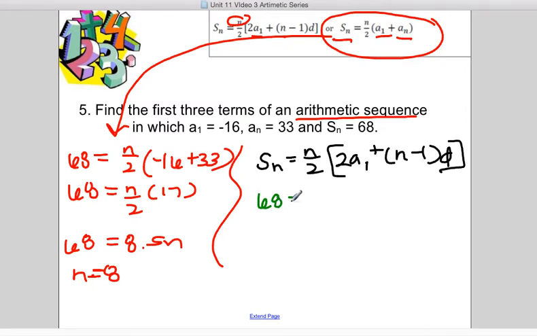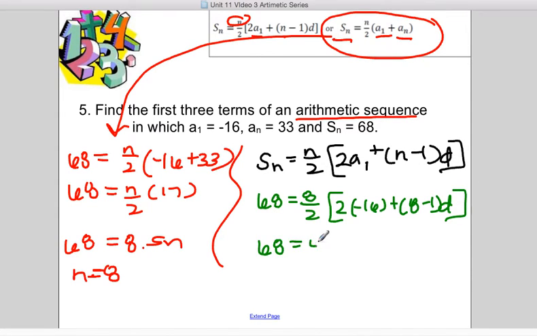S sub n is still 68. We just found n, it's 8 over 2, times 2 times my first term, negative 16, plus n minus 1, so 8 minus 1, times our difference, which we don't know. So that's what we're trying to find this time. So we have 68 equals 4 times, this is going to be negative 32 plus 7d. Okay, so what I could do is go ahead and distribute the 4.